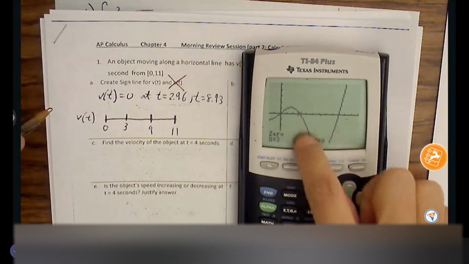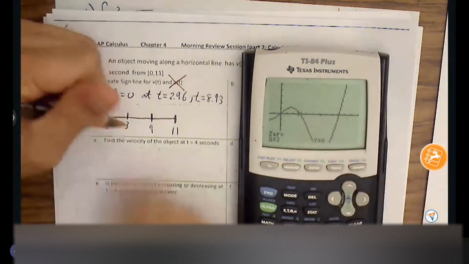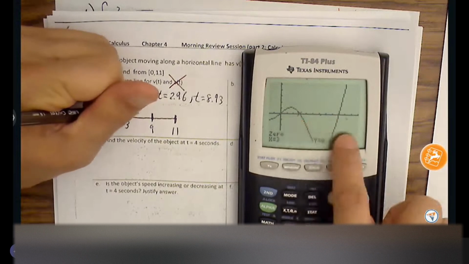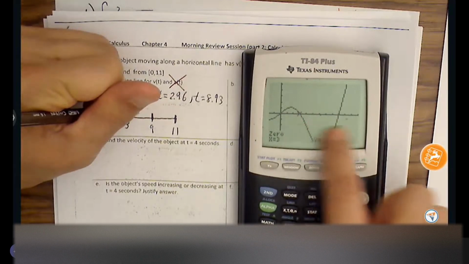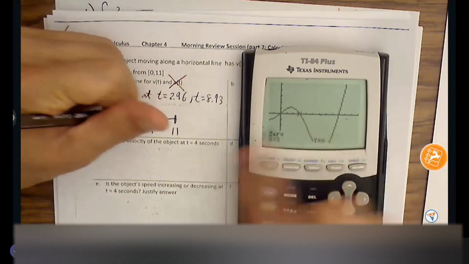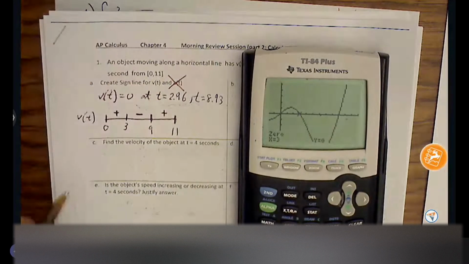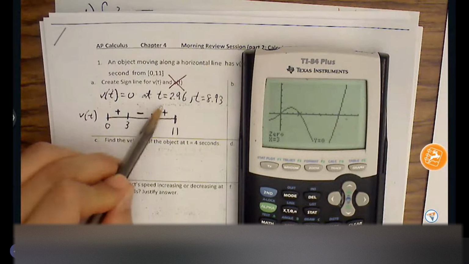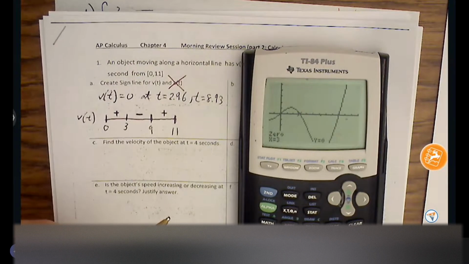And we can clearly see where the graph is above and below the x-axis. So this is positive velocity, negative velocity, positive velocity. So it's moving right in this interval, moving left, and moving right in this interval.